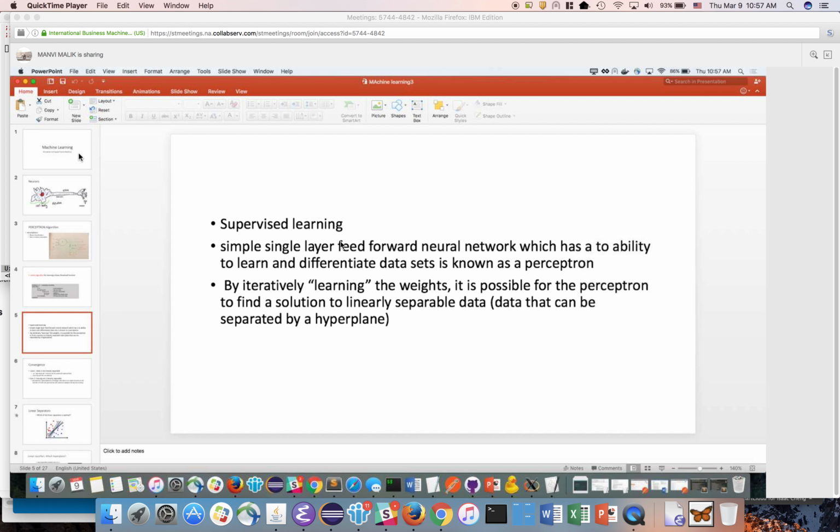A few points about this perceptron algorithm. It's a supervised learning technique. It's a single layer feed-forward neural network. We'll talk more about feed-forward later on. Basically, the data set is being differentiated into two categories, and we iteratively learn the weights to find the solution that linearly separates the data.